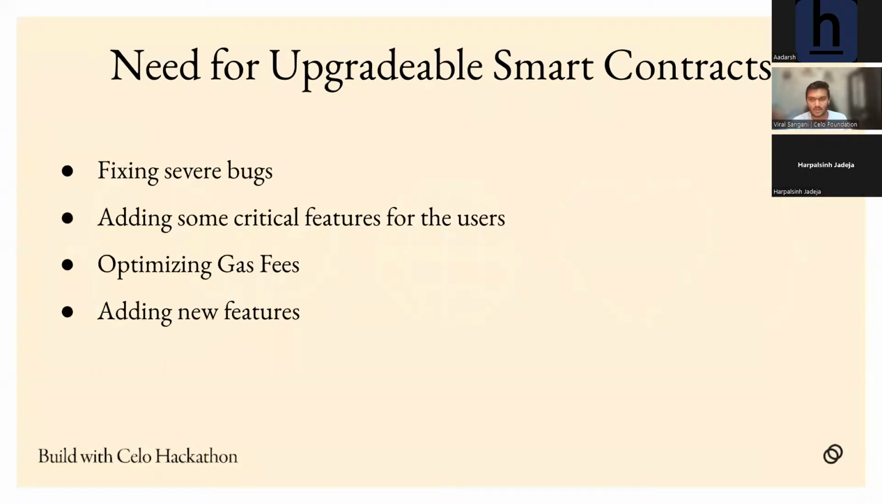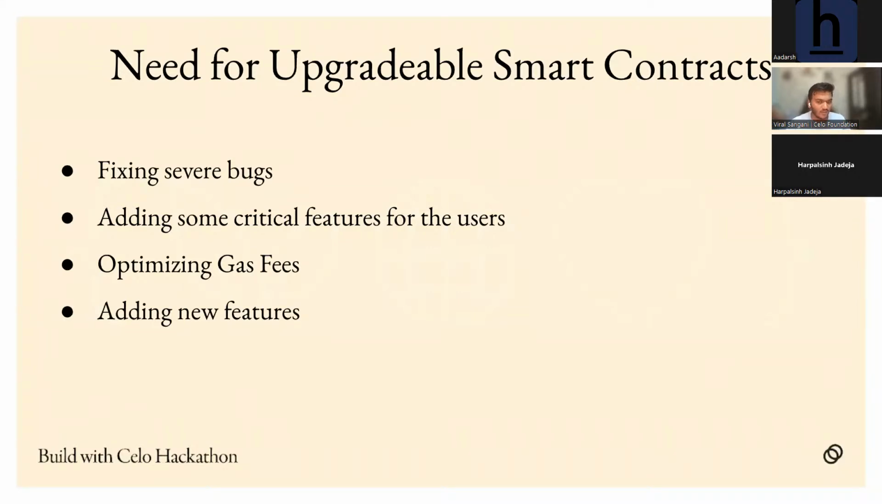What is the need for upgradable smart contracts? Fixing severe bugs. Recently we had a huge bug on the BSC chain, and before that we had many hacks. These all happen because of bugs. And if you have an immutable smart contract, it's as good as gone, because you cannot do anything in that case. It's always a good idea to create an upgradable smart contract at the beginning.